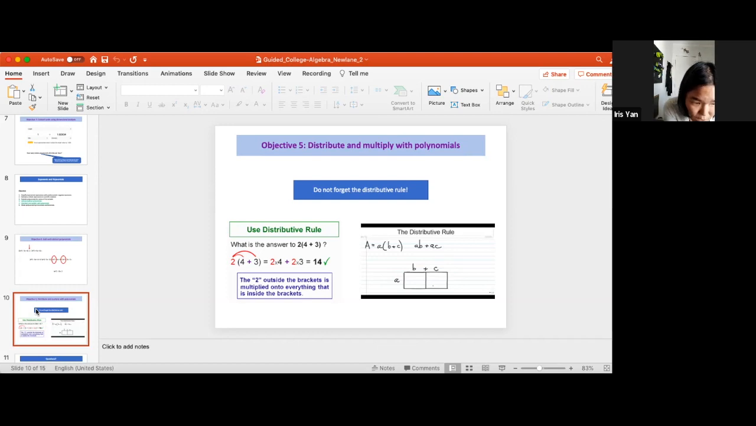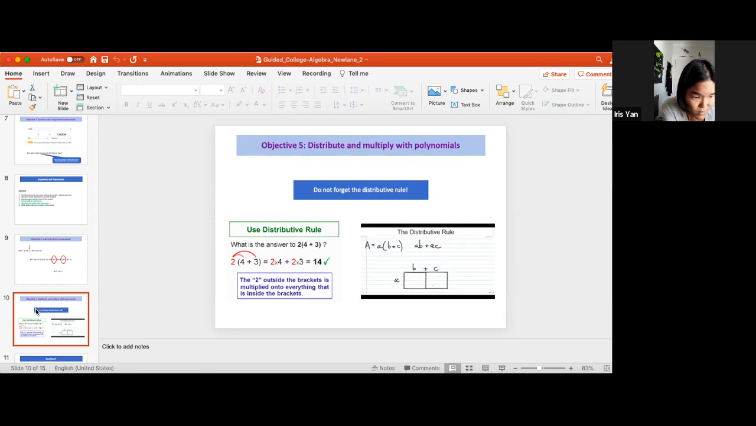And that becomes 2 times 4, which is 8, plus 2 times 3, which is 6. So it gives you 14, which is the same as 2 times 7, right? So either way of course, you give the same number. If you do the sum first and then you multiply by 2, it works the same way. If you do the distribution first, then add the products. That gives you 8 plus 6, which is also 14.